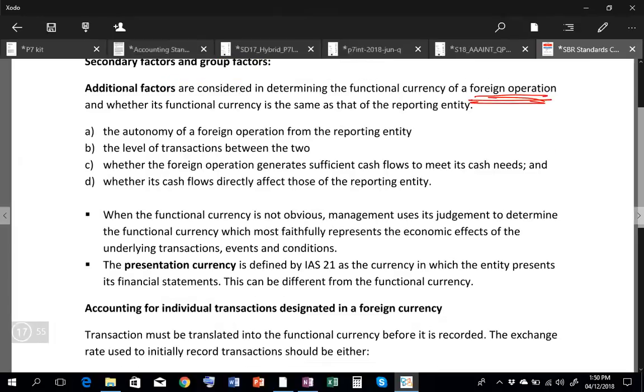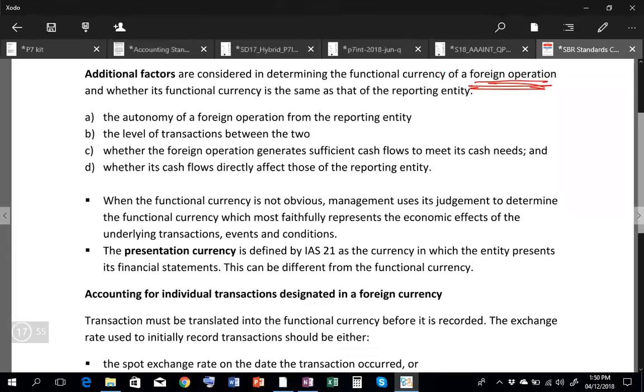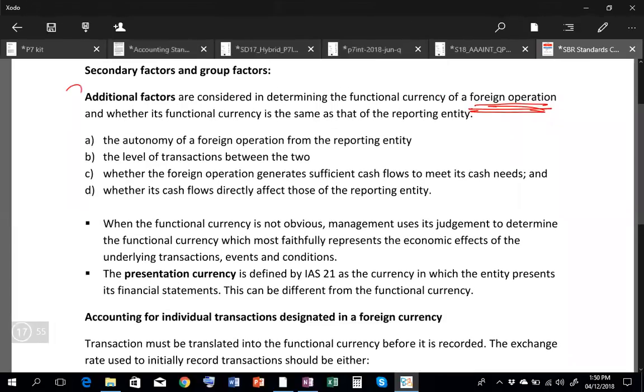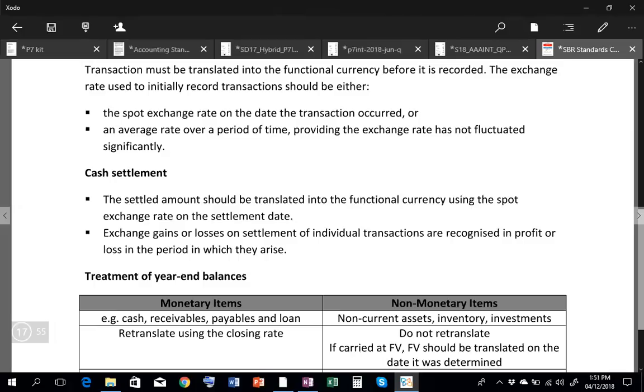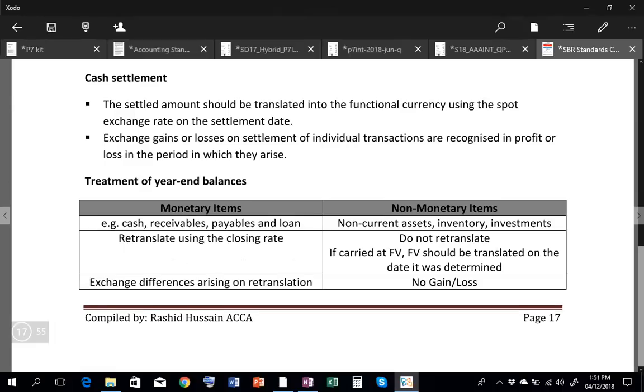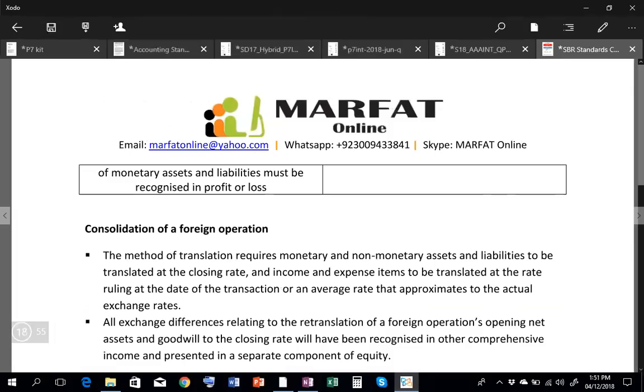So these are the additional factors determining the functional currency of the foreign operations. Remember this in the exam. When the functional currency is not obvious, management uses judgment to determine the functional currency. These are the few things you need to know regarding foreign operations. This was something very important.